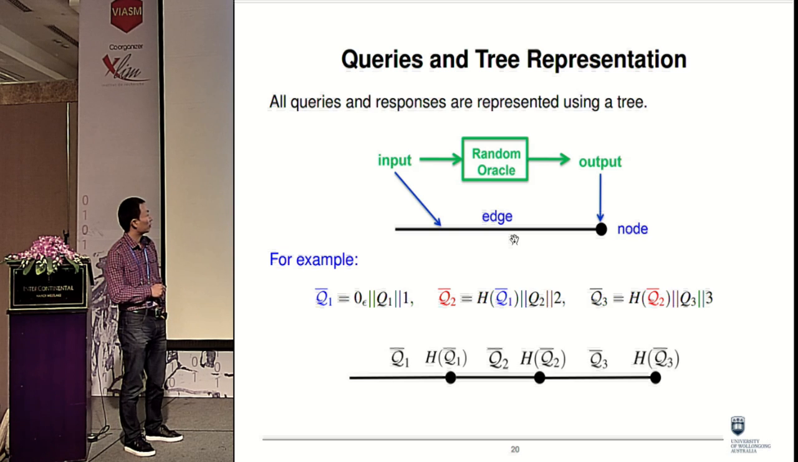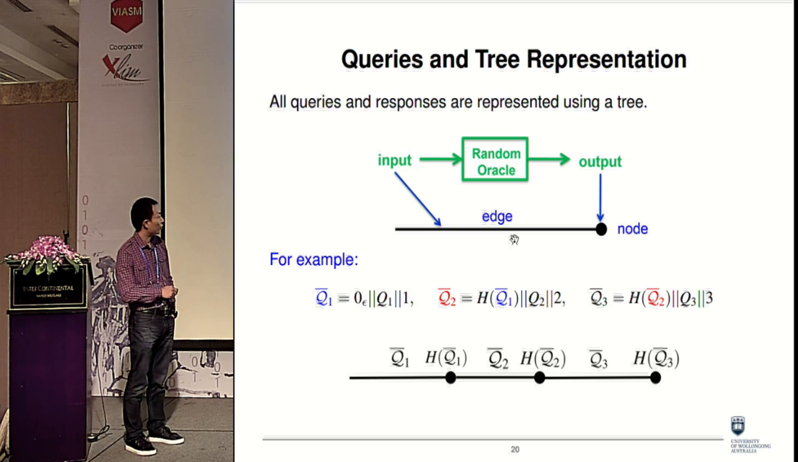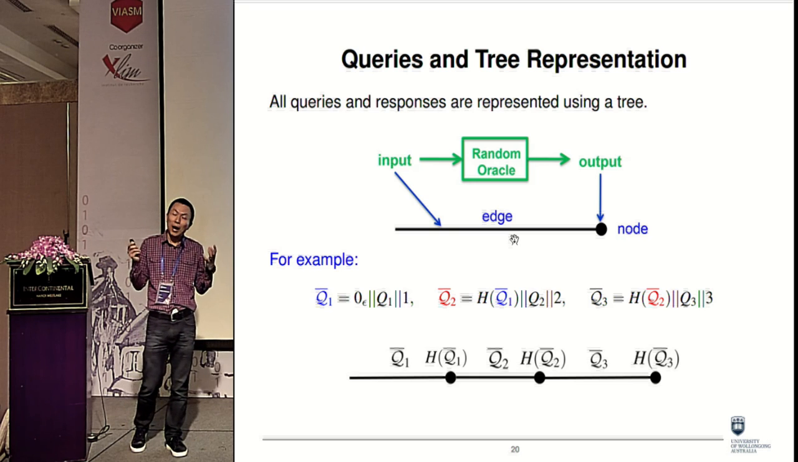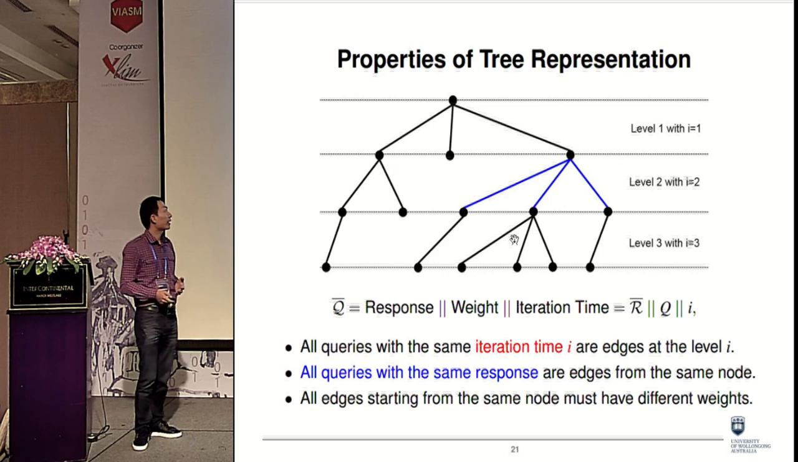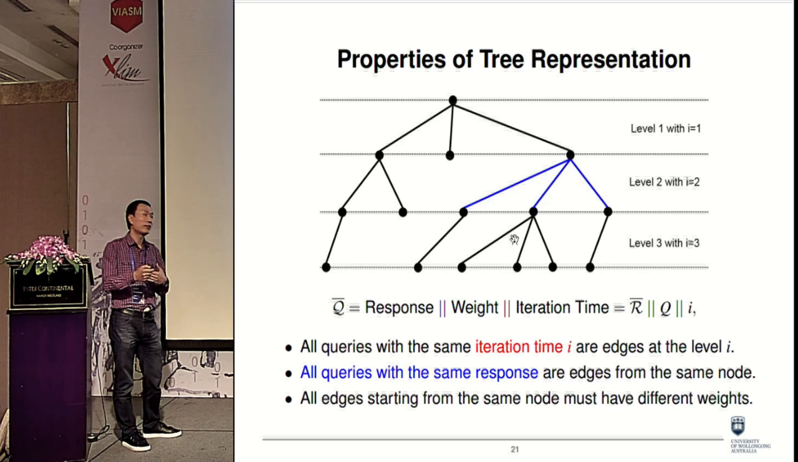Q1 uses an empty string, Q2 uses the response of Q1, and Q3 uses the response of Q2. Then we can represent these three queries here. This is the edge for Q1, this is the response of Q1, Q2, response of Q2, and Q3, and response of Q3. And then, all iterated queries made by the adversary to the random oracle can be represented using a tree in this way, with level n.